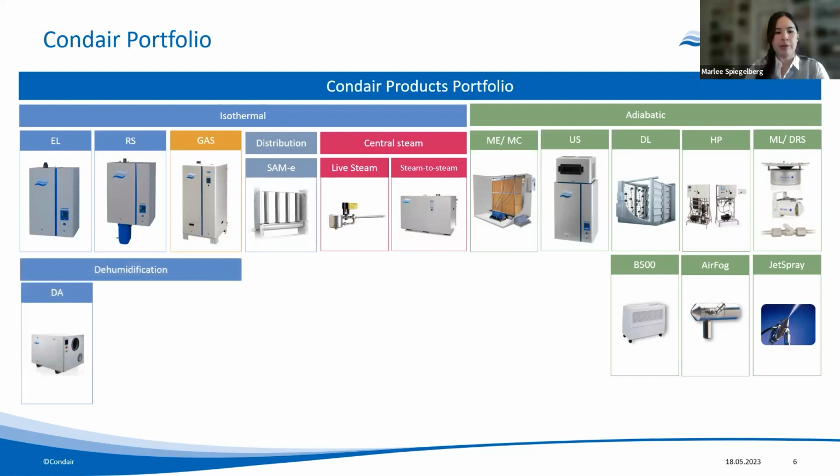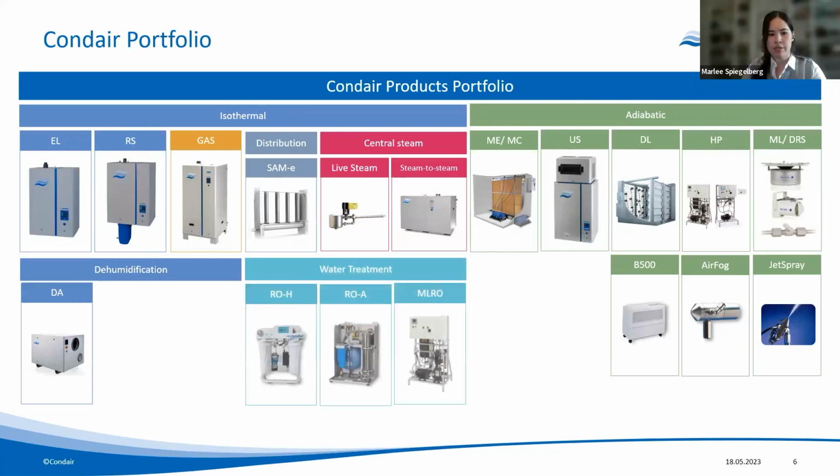On top of humidification, we also have one type of dehumidification system. We offer a desiccant dehumidifier. And then we have some complementary products on water treatment, from small size, from the ROH, to large industrial commercial plant size, the MLRO, which generally pairs with our high pressure or direct room systems, adiabatic systems that need that treated water.